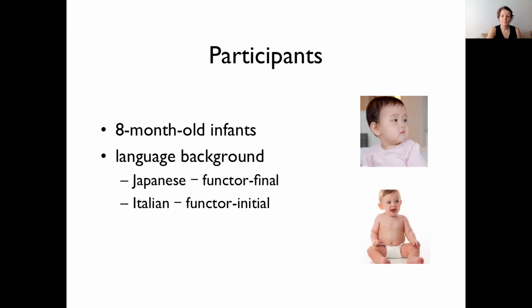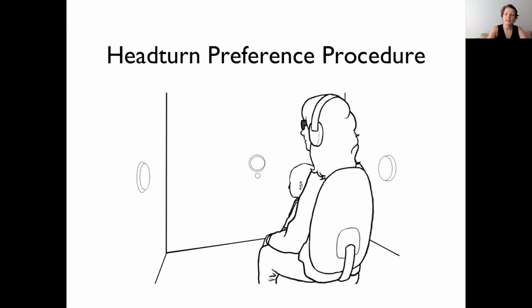So this is the question, right? So without there being any cue in the grammar itself, would Japanese and Italian babies parse this stream spontaneously in opposite ways? If they have abstract knowledge about the word order of their native language, then they might. And so how do we test babies? We test babies using a looking time procedure.